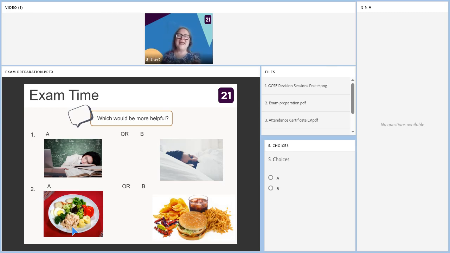Brilliant. I'm glad to see that most of you have gone with A, and the healthy food is better for us. So it is about, isn't it? We've talked about exam techniques. We're talking about our well-being, looking after ourselves, getting plenty of good sleep, getting plenty of good healthy food. Brilliant. Thank you very much for your participation.